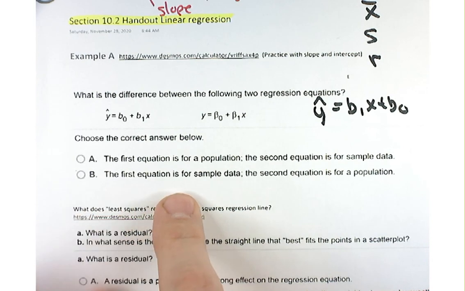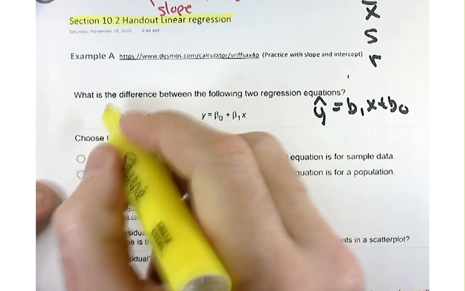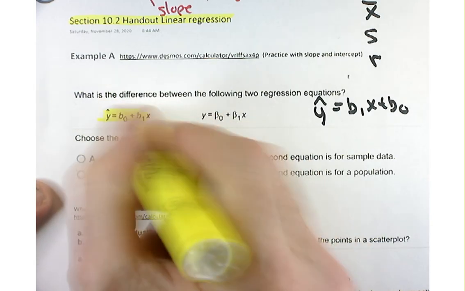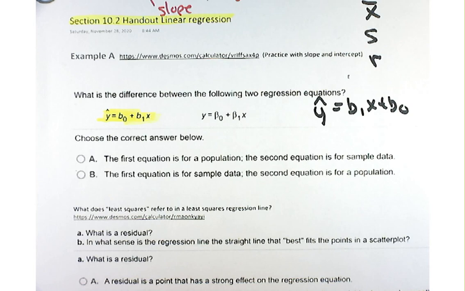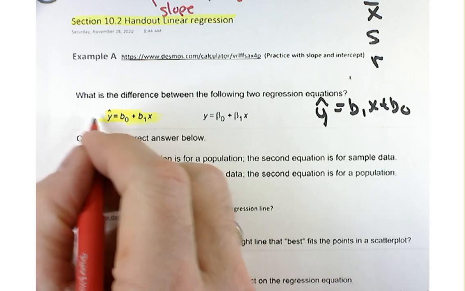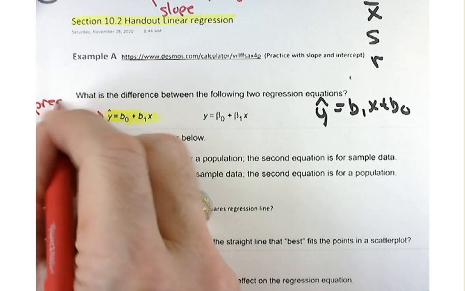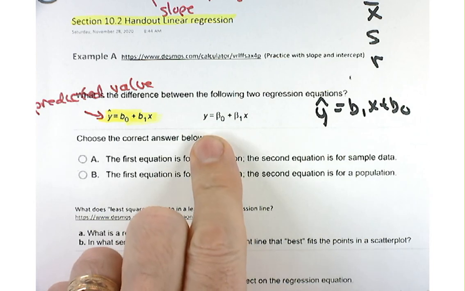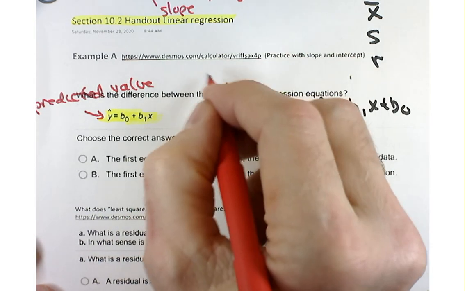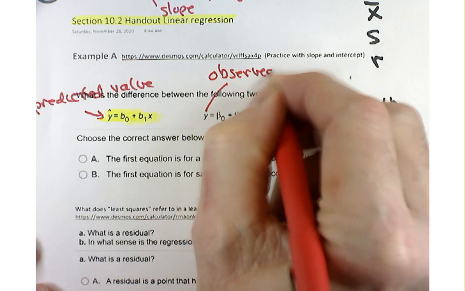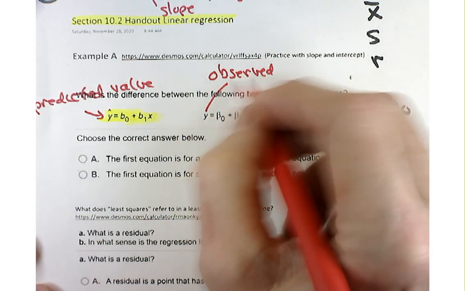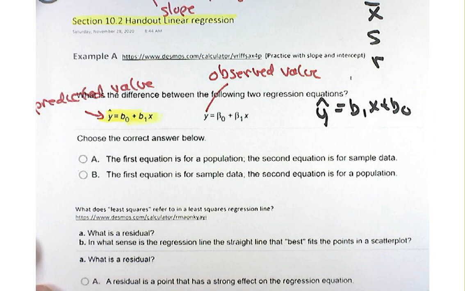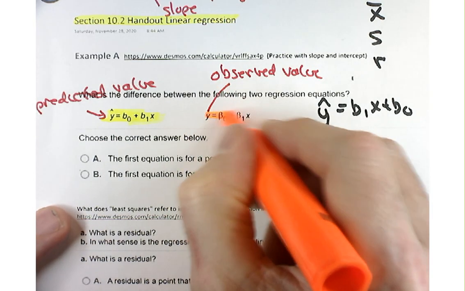The first equation is for sample data. That's this one right here. That's perfect. Notice your y hat. Y hat is going to be your predicted value, as opposed to this one over here, just a plain old y, which is your observed value. So it's the difference between y and y hat, as to your observed or predicted value.